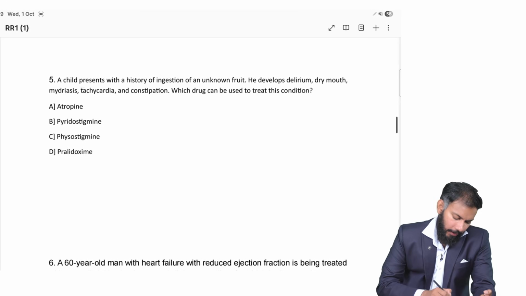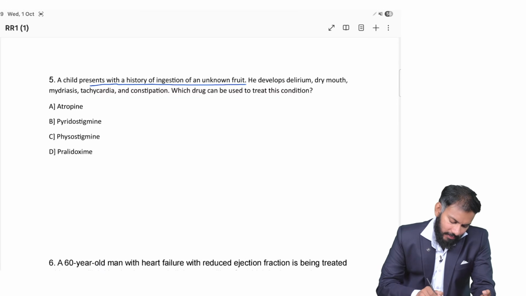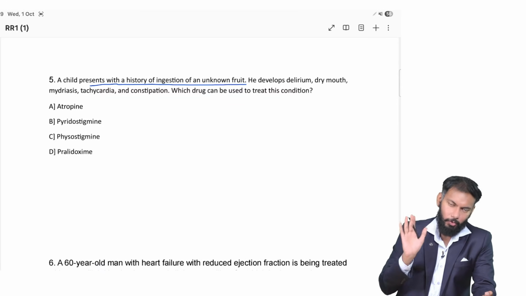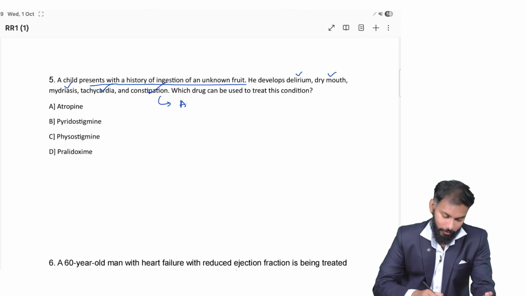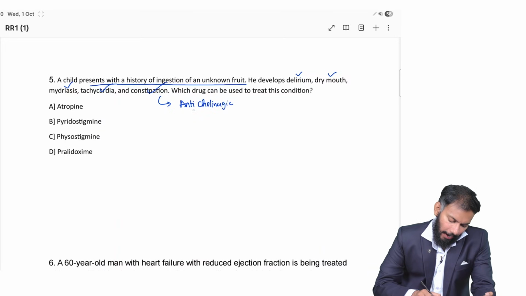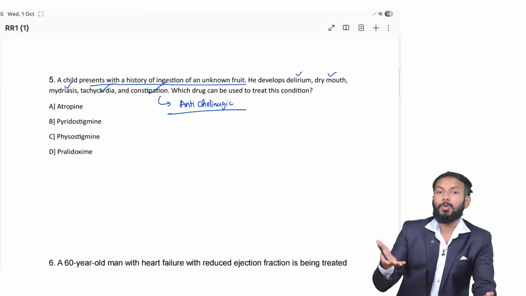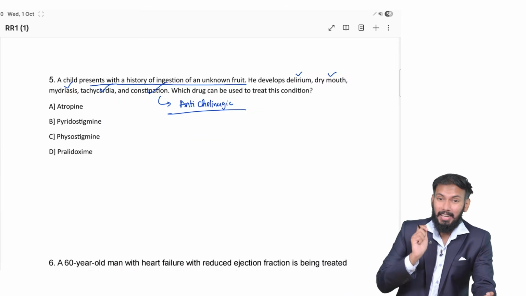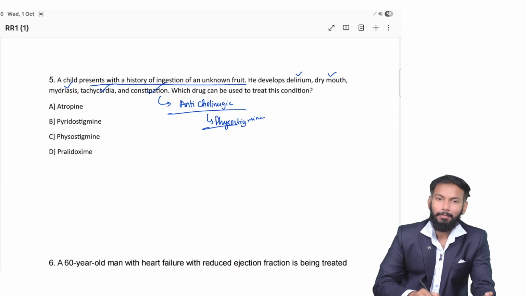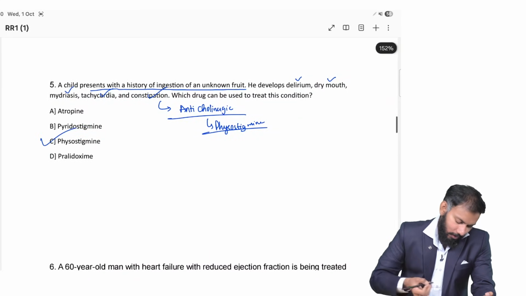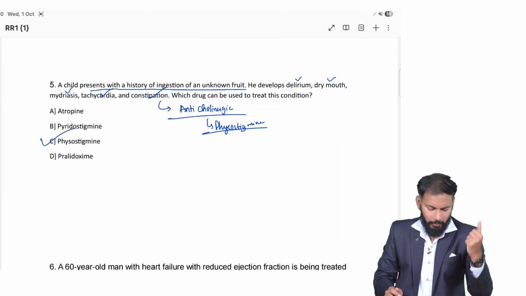So next, a child presents with a history of ingestion of an unknown fruit. We don't know which fruit it is. Okay. He develops delirium, dry mouth, mydriasis, tachycardia, constipation. All of these are symptoms of anti-cholinergic poisoning. That is what we have studied. So in anti-cholinergic poisoning, we have to use a cholinergic drug that is a tertiary amine. What is this? It is physostigmine. So if you know the concepts, you don't even have to look at the options. That is physostigmine. That's all. Simple, isn't it?